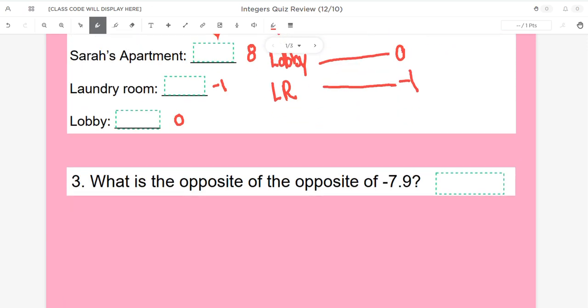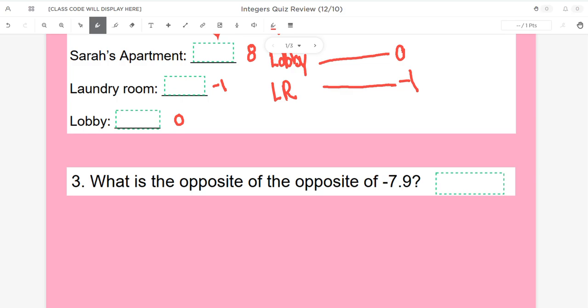So what is the opposite of negative 7.9? I want you to put your hand up in the air. And then if I tell you to do the opposite, then do the opposite. So you're going to do the opposite. So your hand should be down. Now do the opposite.